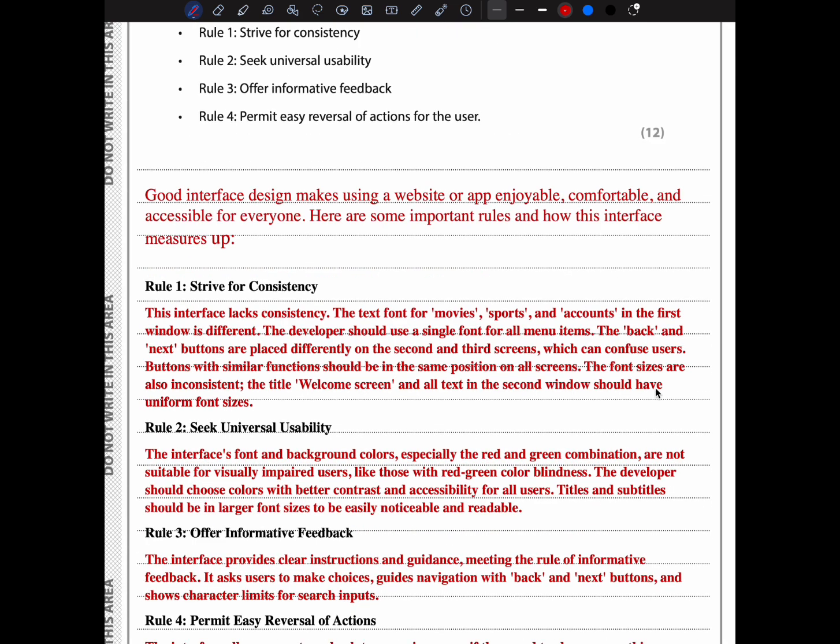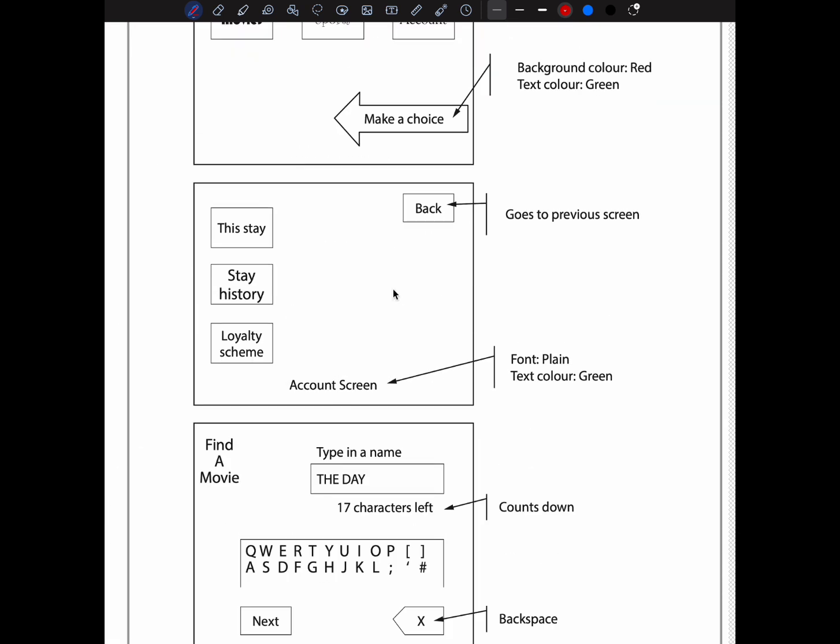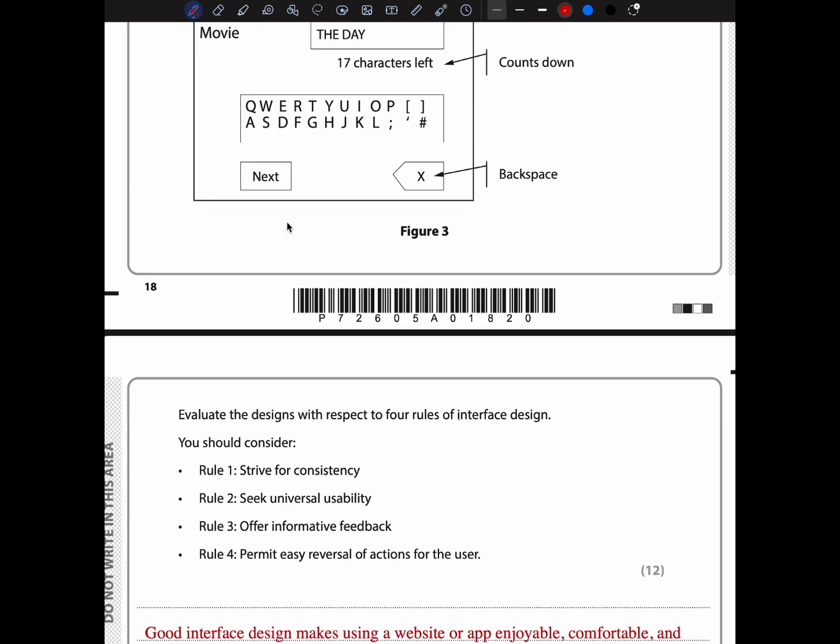And then the font sizes are also inconsistent. The title, welcome screen and all text in the second window should have uniform font size. So the font size is different on the second screen. If I consider this one, you can see this is another font. They use a capital letter type of font here. This was another font. It can be easily seen that they use different types of fonts here. So it is not considered consistent, right?